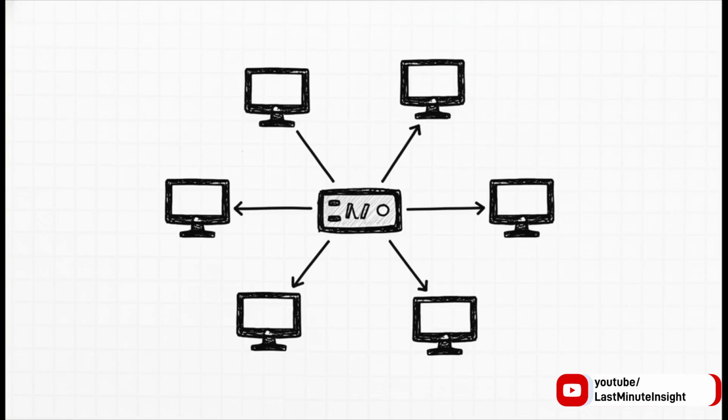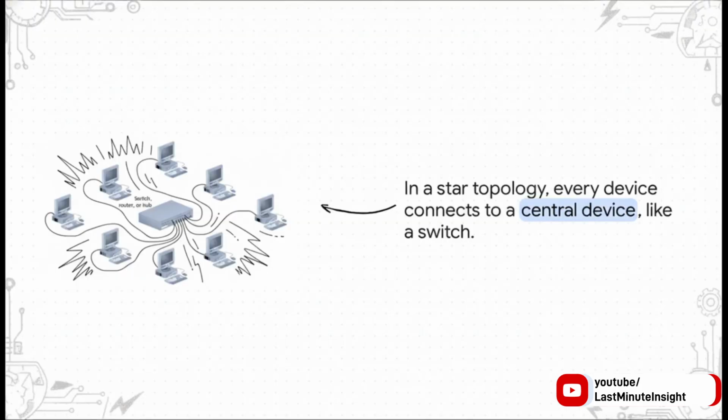They thought, instead of one shared road, what if every house had its own private driveway that led to a central roundabout? And that is exactly what a star topology is. Every single computer has its very own dedicated cable connecting it back to a central device, like a switch. And this is by far the most common layout for wired networks today. I mean, your office, your home network, it's almost certainly set up this way.